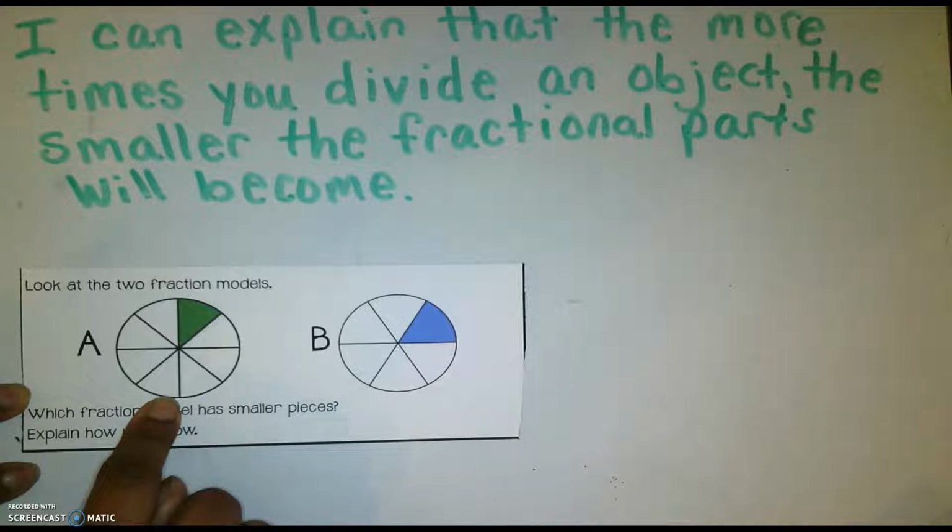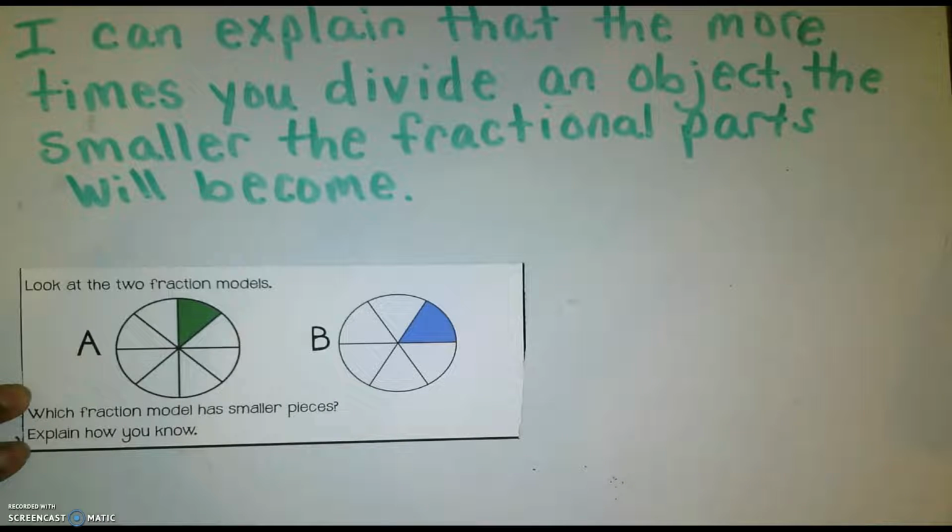If you're at home with your parents, you can give them a thumbs up or a thumbs down if you agree or disagree. Now, then it says, explain how you know. How do you know that one has smaller pieces?